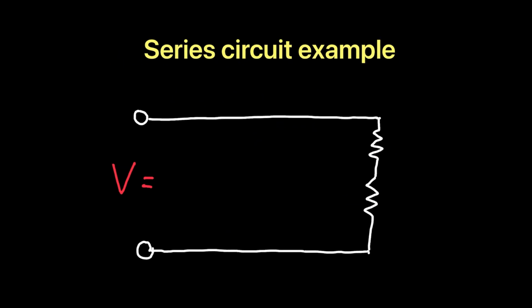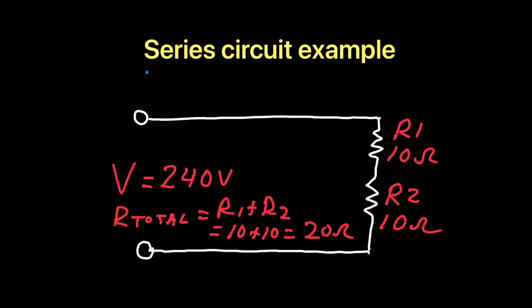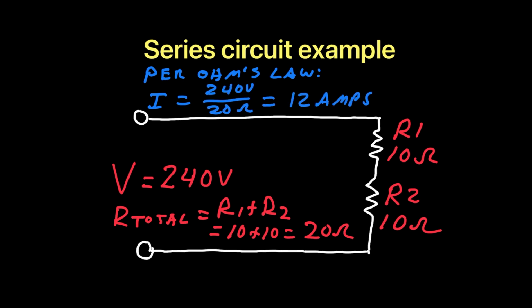Series circuit example. Let's do an example by assigning some values to this circuit. Suppose you have a voltage source of 240 volts. Let's call this load R1 and give it a value of 10 ohms. This one, R2, also with a value of 10 ohms. The total circuit resistance would simply be R1 plus R2, or 20 ohms. The current will be the voltage source divided by the total circuit resistance. Per Ohm's law, we have 240 volts divided by 20 ohms, or 12 amps of current flowing through the circuit.